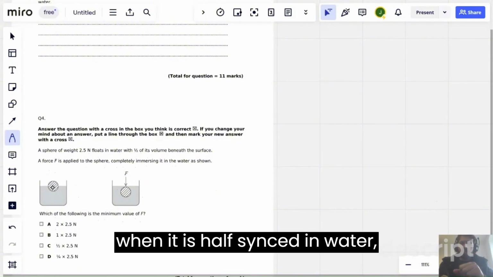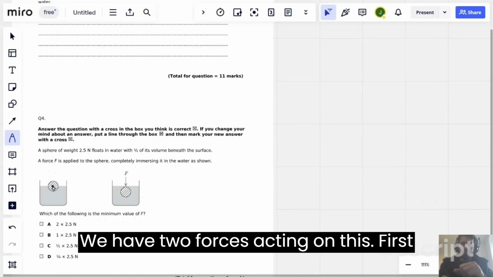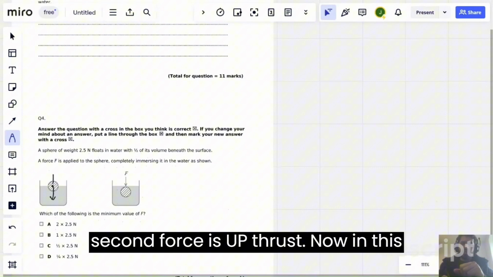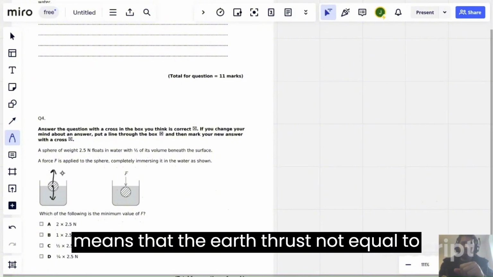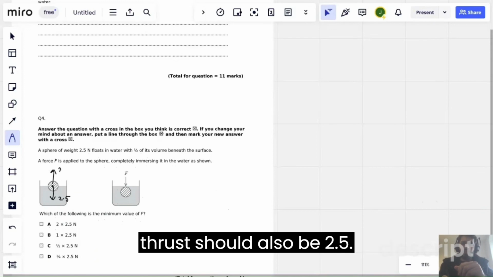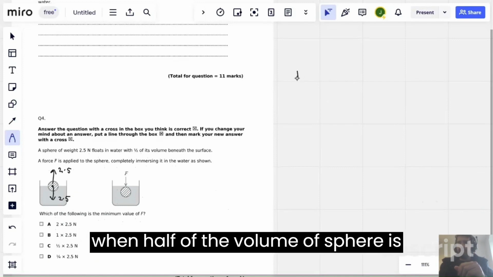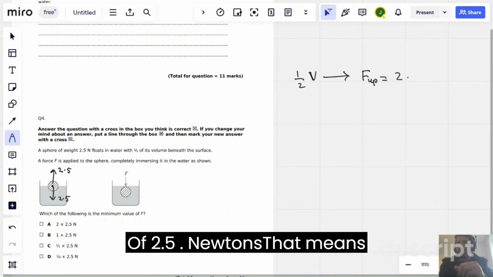So in this case, when it is half sunk in water, with half of the volume immersed, we have two forces acting on this sphere. First force is weight, which is 2.5, and the second force is upthrust. Since the ball is floating, the upthrust must equal the weight. So weight is 2.5, which means the upthrust should also be 2.5. So we can establish a connection that when half of the volume of the sphere is immersed, it results in an upthrust force of 2.5 newtons.